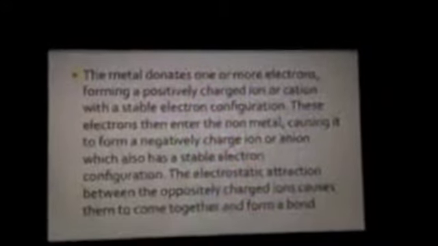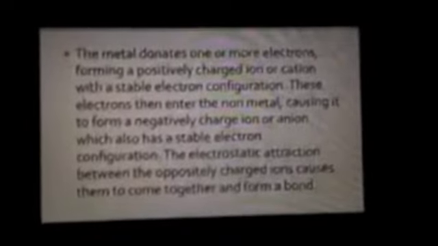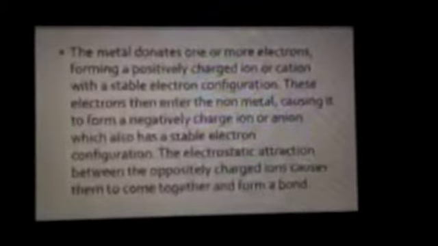The metal donates one or more electrons, forming a positively charged ion or cation with a stable electron configuration. These electrons then enter the nonmetal, causing it to form a negatively charged ion or anion, which also has a stable electron configuration. The electrostatic attraction between the oppositely charged ions causes them to come together and form a bond.